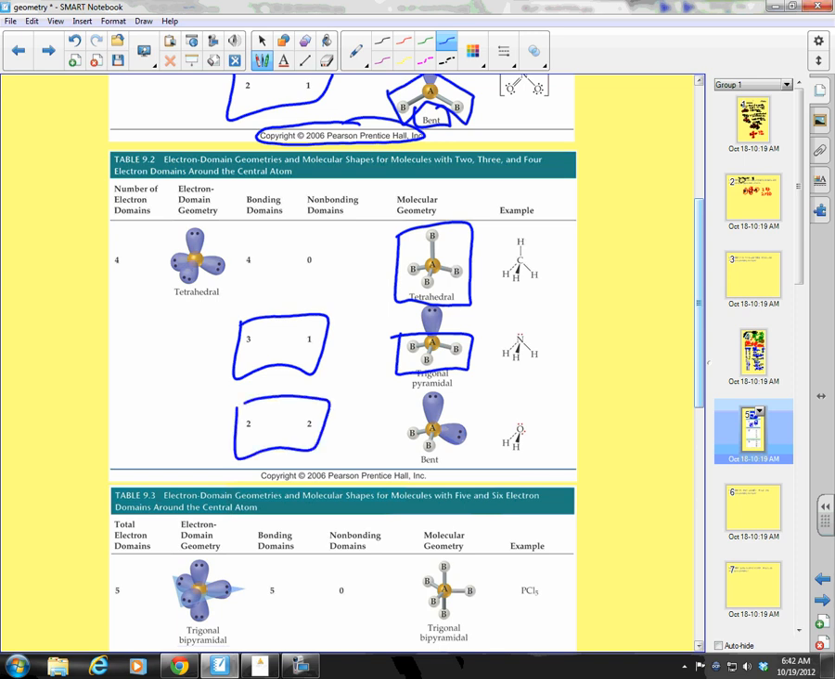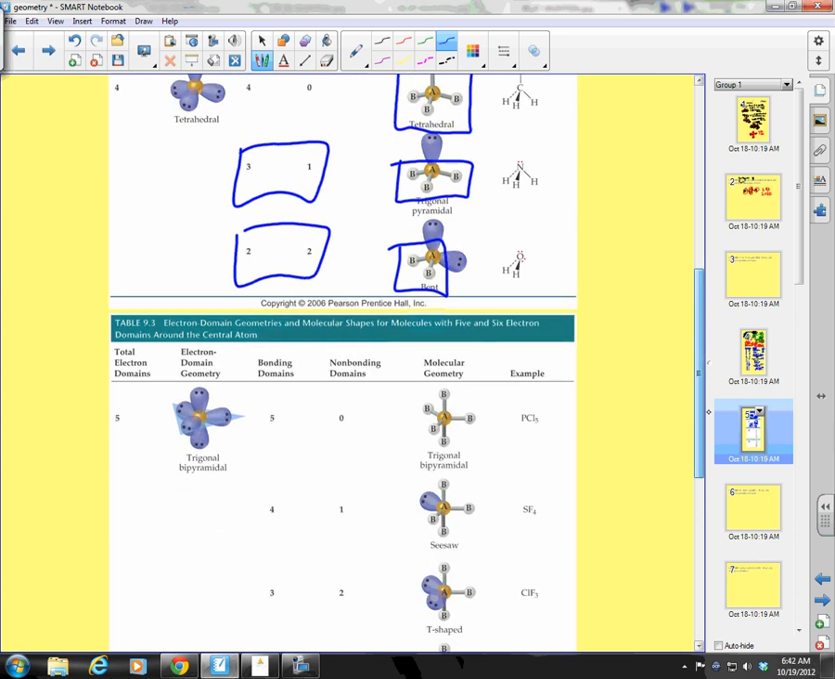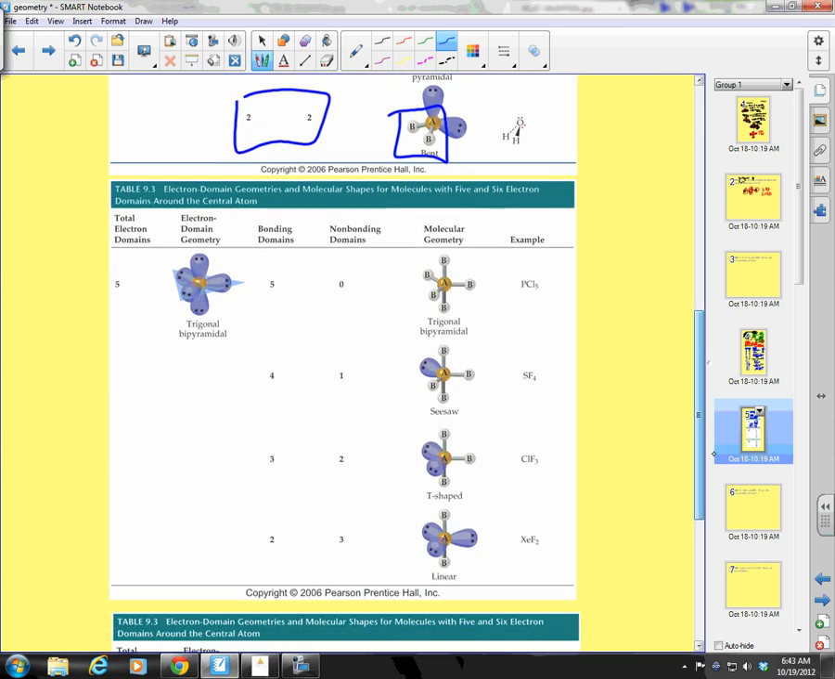2, 2. It is bent. Yeah, there we go. Bent. Remember, we're only looking at the arrangement of the atoms. Trigonal bipyramidal. 5, 0. Here's trigonal bipyramidal. Looks kind of like that. You know, it's like a line and then a triangle in space. If you put the atoms over here, some of you could say, wow, it looks nothing like that, Mr. Smith. Yeah, you might be right.